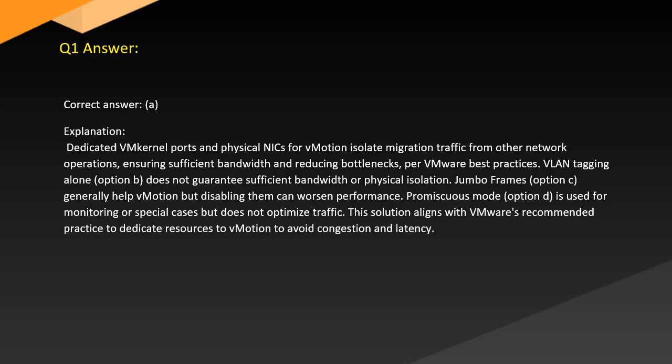VLAN tagging alone, Option B, does not guarantee sufficient bandwidth or physical isolation. Jumbo frames, Option C, generally help vMotion, but disabling them can worsen performance. Promiscuous mode, Option D, is used for monitoring or special cases, but does not optimize traffic. This solution aligns with VMware's recommended practice to dedicate resources to vMotion to avoid congestion and latency.